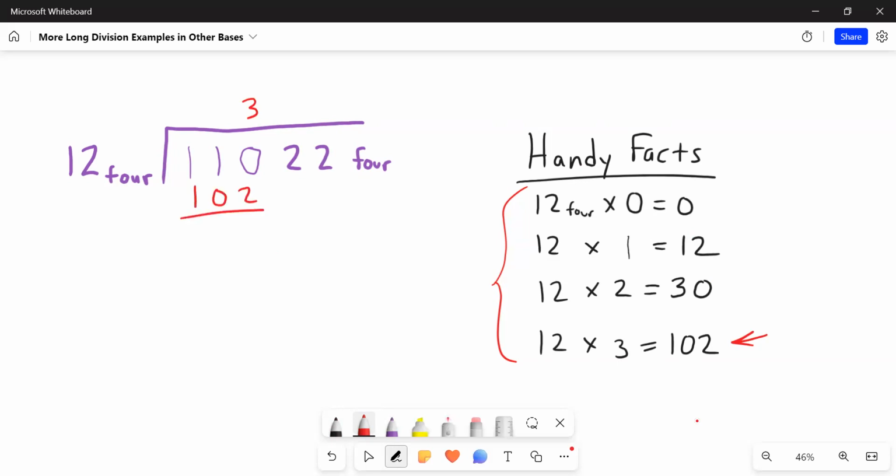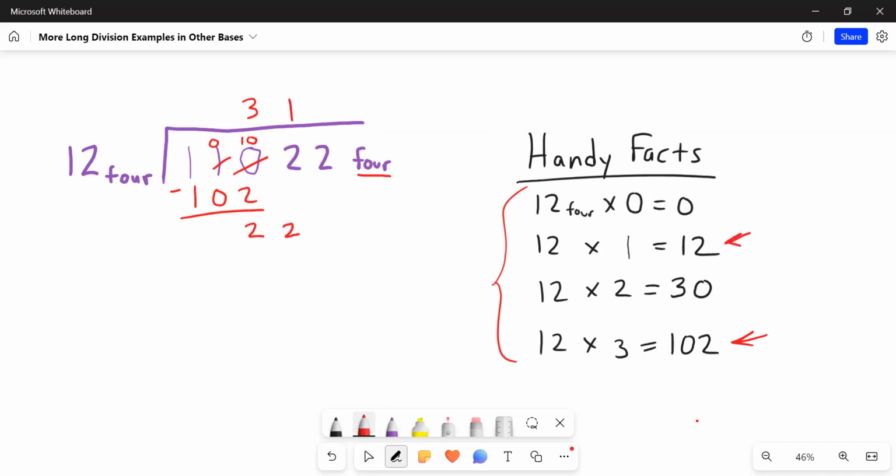Subtract. Now, the subtraction in the previous problem was pretty straightforward, but here we have to do some borrowing, and we need to remember we're in base 4. I can't do 0 take away 2, so I've got to borrow 1 here. This becomes a 10. So it's not 10 minus 2, but rather 10 minus 2. Counting backwards in base 4, that would be 32. Bring down the next 2.